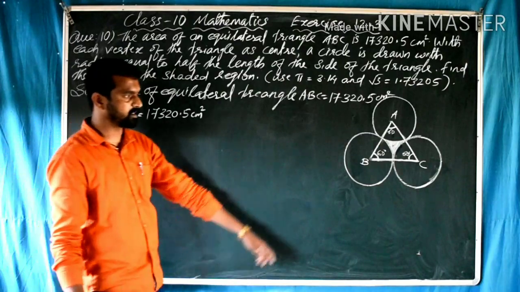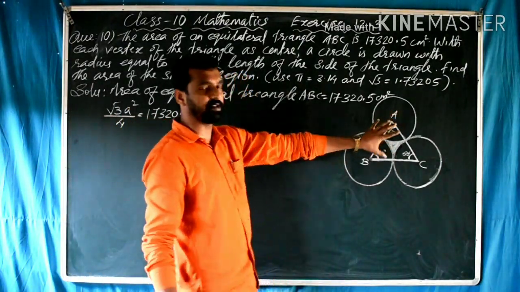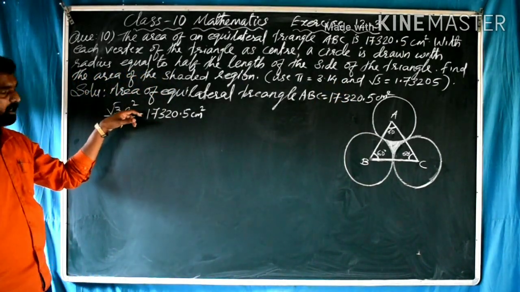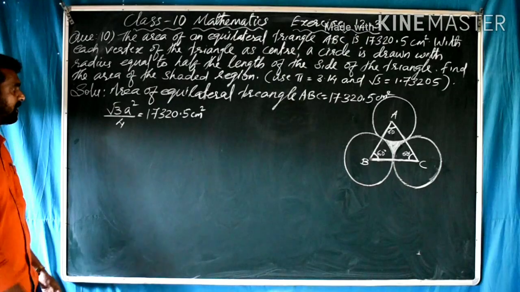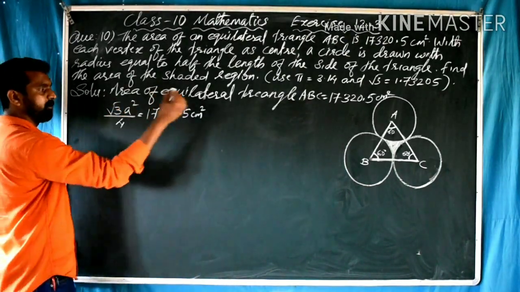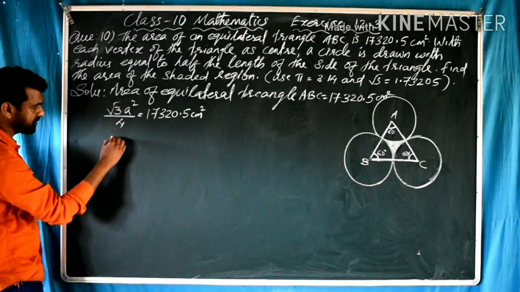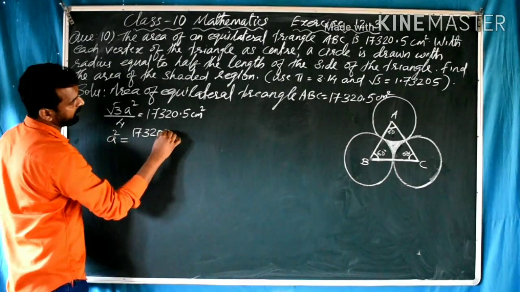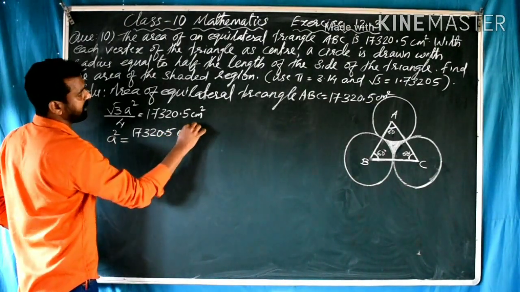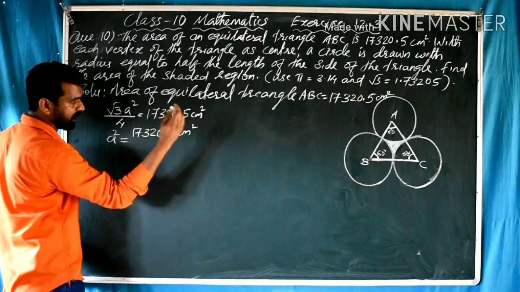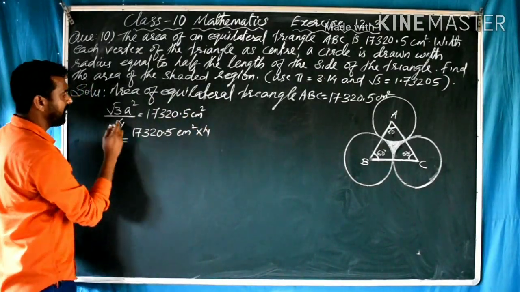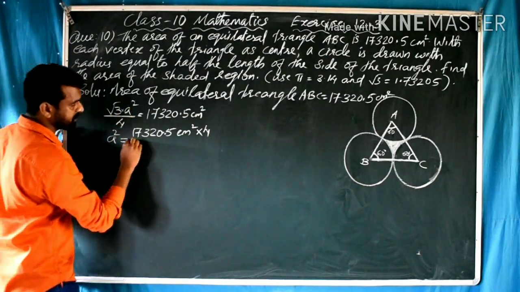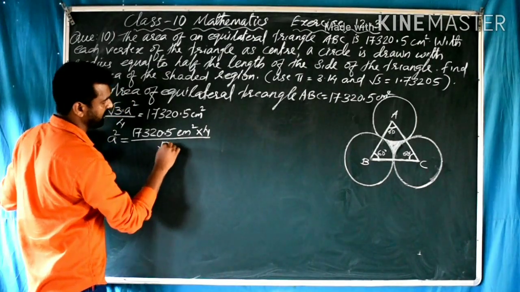Here a is the side of the equilateral triangle. It is an equilateral triangle, so all the three sides are equal, so we write one side in general as a. Now root 3 divided by 4 we will transpose to the right side. A square is equal to 17,320.5 centimeter square. Transposing to the right side, the 4 becomes multiplied, and the root 3 becomes divided by root 3.